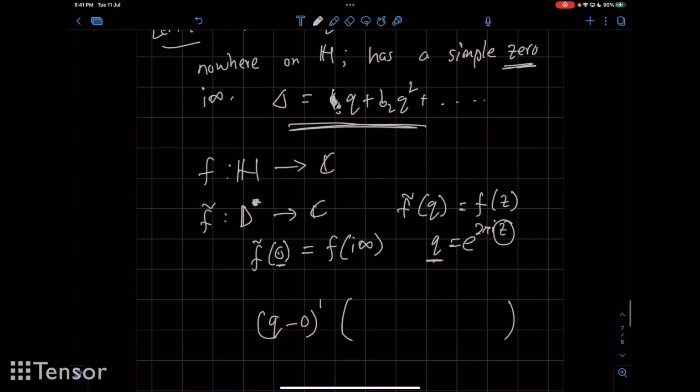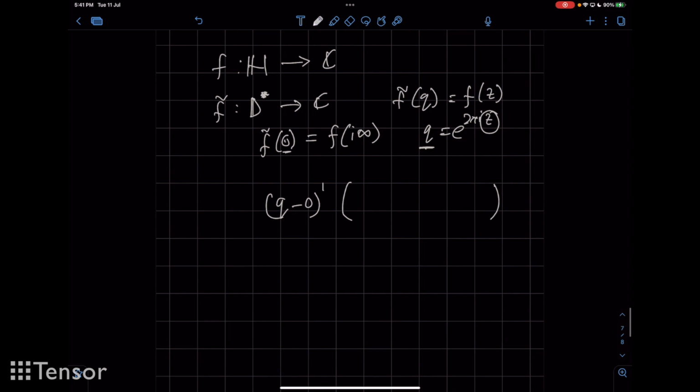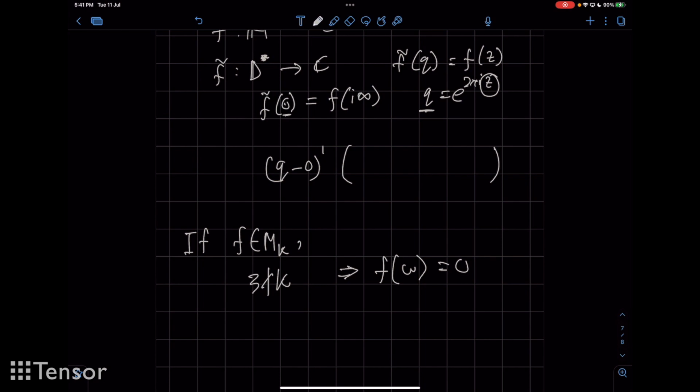So let me say it again. Why is 12 the minimum? Because if f is a modular form of weight k, and if 3 does not divide k, then f of omega is 0, where omega is the cube root of unity. So yeah, if 3 does not divide k, then f of the cube root of unity is 0. And if 4 does not divide k, then f of i is 0.